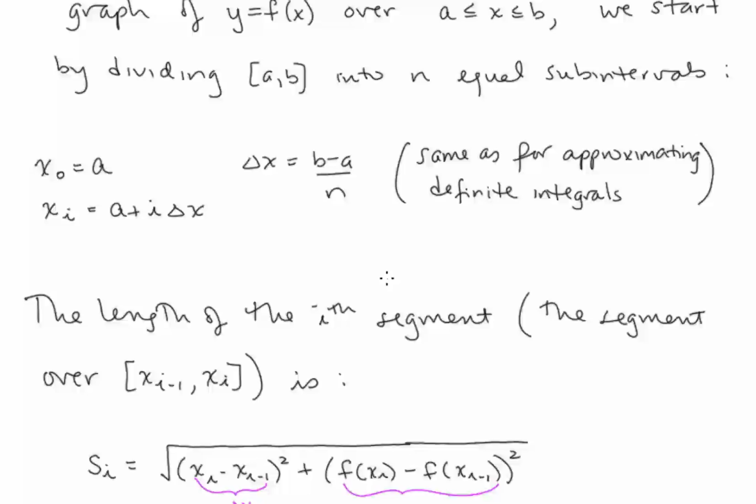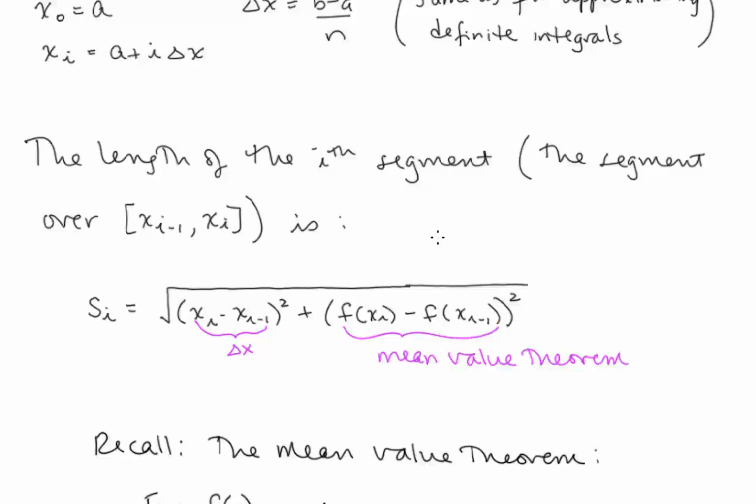Then the length of the ith segment, the segment over the interval x_(i-1) to xi, is given by the distance formula. And remember, this is (x2 minus x1) squared and (y2 minus y1) squared. So our x2 and x1 are xi and x_(i-1). So we have (xi minus x_(i-1)) quantity squared, plus, now our y values are given by the function values because this curve is y equals f of x. So we have (f of xi minus f of x_(i-1)) squared. And this is the length of the ith segment.